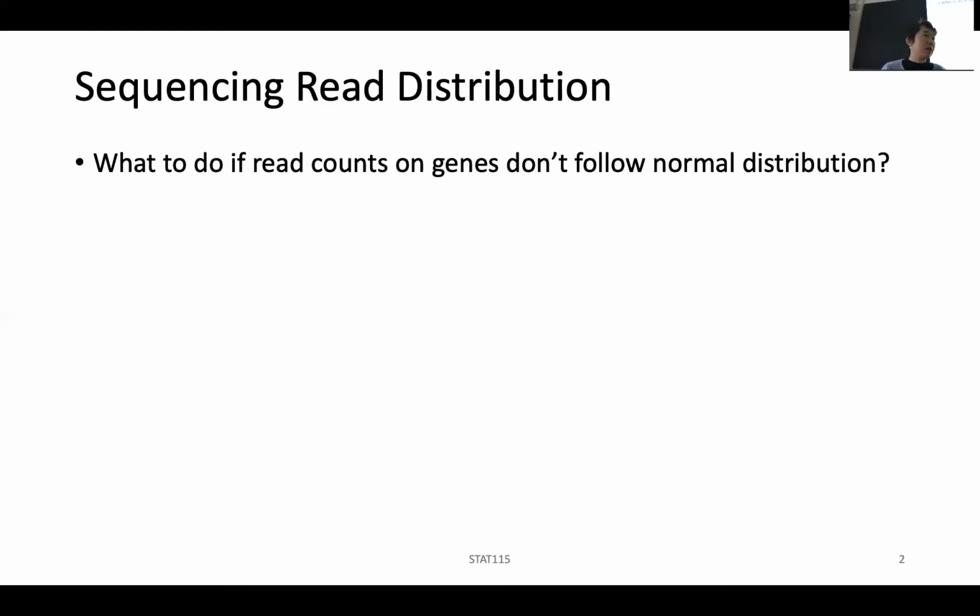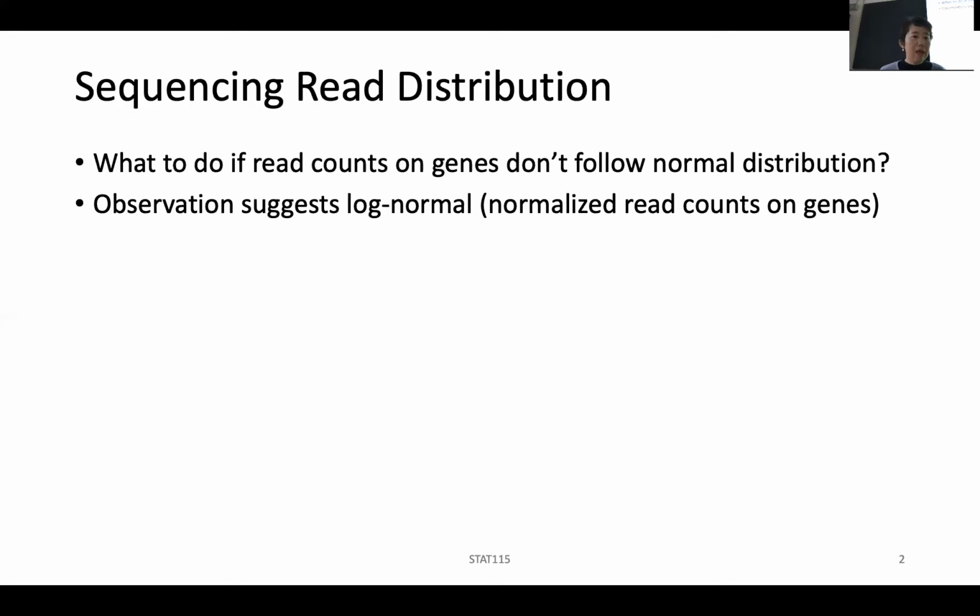In fact, when RNA-seq was first available, there were many groups trying this. They look at the data and see what kind of distribution it follows. The very simple thing is, sometimes when the data does not follow a normal distribution, you can try to take a log, and after taking the log, they saw that the log of normalized read count on genes actually follows a normal distribution. So a question for the audience here is, how do we know whether something follows a normal distribution or not?